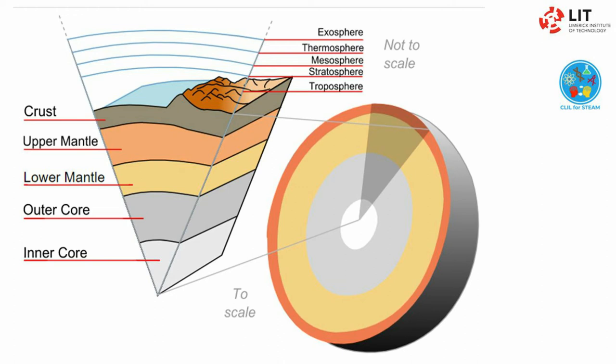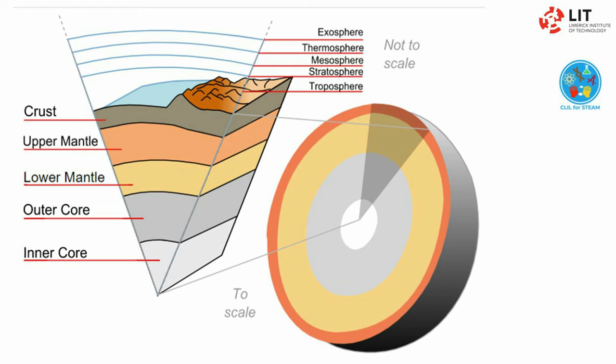The outer core is made up of iron and nickel, but it's in liquid form. It is heated largely by the radioactive decay of the elements uranium and thorium. This liquid churns in huge, turbulent currents.